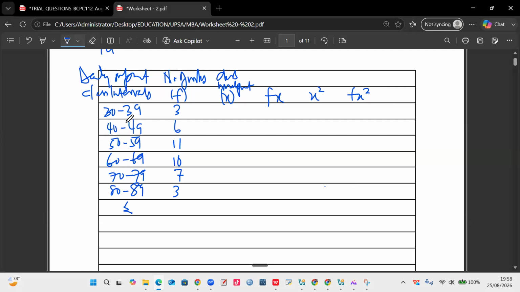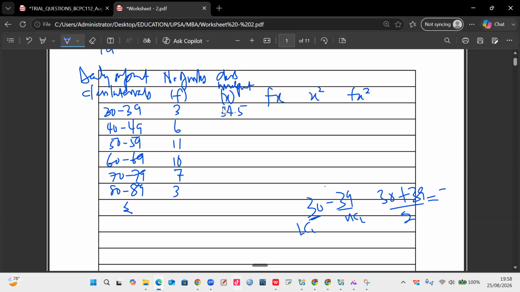So what we'll do is we'll add the lower and upper limits of 30 to 39. 30 is the lower class limit, and 39 is the upper class limit. So we will add both of them and divide by 2. There's no need to show working. Are you getting it? So 30 plus 39 divided by 2, what do we arrive at? 34.5.